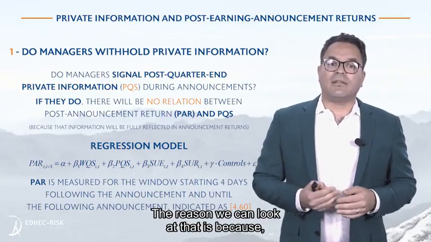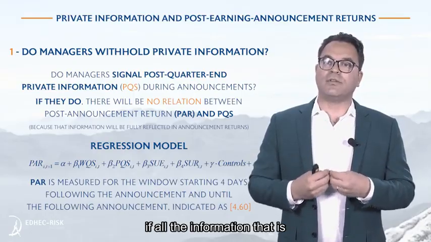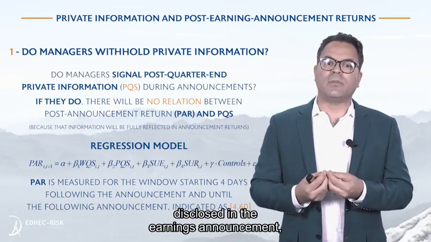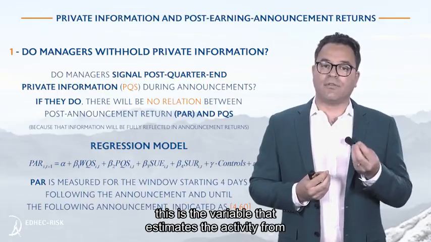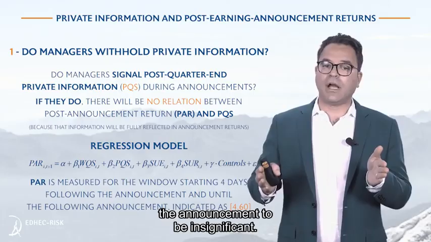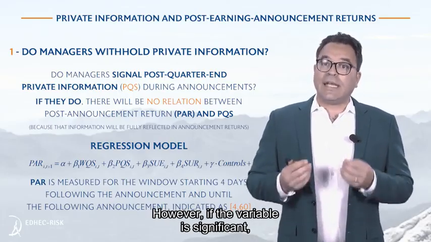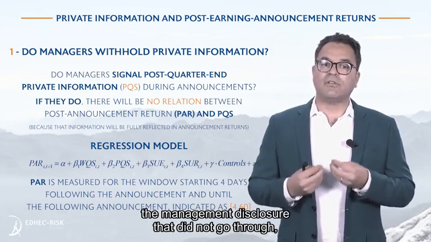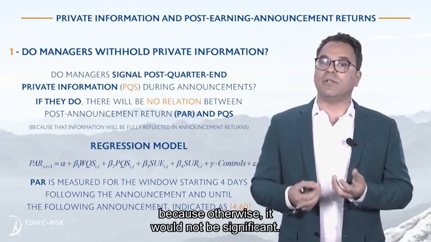The reason we can look at that is because if all the information that was available to the managers was disclosed in the earnings announcement, we'd expect this variable that we call PQS, the variable that estimates the activity from the end of the quarter to the announcement, to be insignificant. However, if the variable is significant, it tells us there's something about the management disclosure that did not go through, because otherwise it would not be significant.